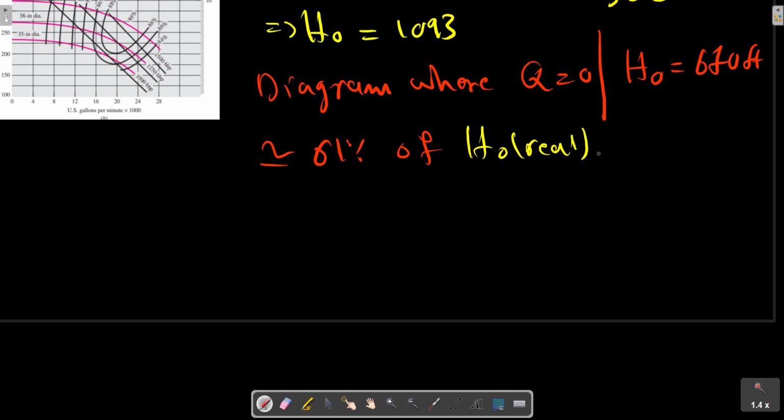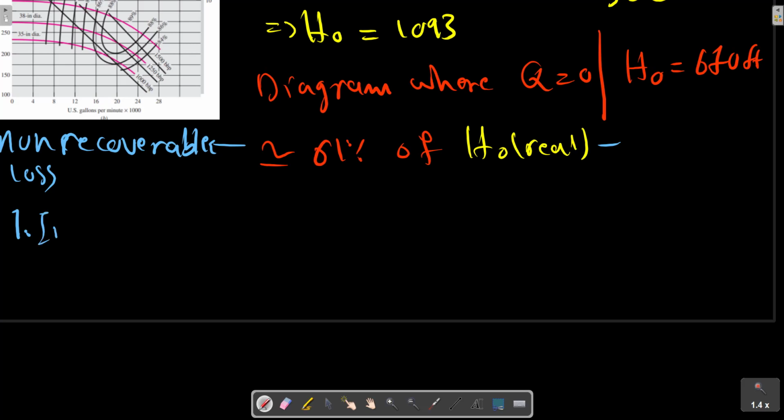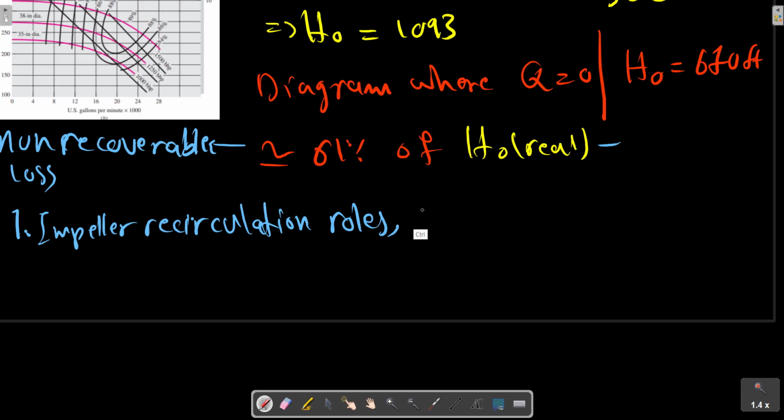Non-recoverable due to, the first one is impeller recirculation loss. Significant only at low flow rate.